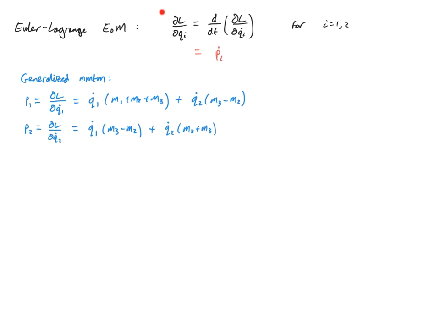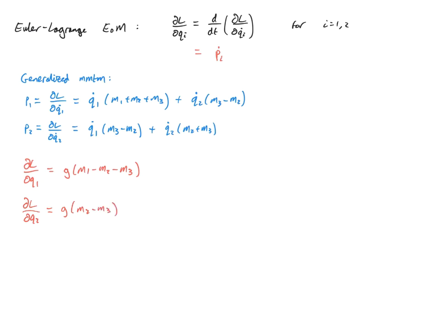Okay, what about the left-hand side of the Euler-Lagrange equation of motion? This involves the partial derivatives of the Lagrangian with respect to the generalized coordinates themselves. And if I were to calculate dL by dq1, for example, this is very easy to see. That it's just this constant, whereas dL by dq2 is a different constant.